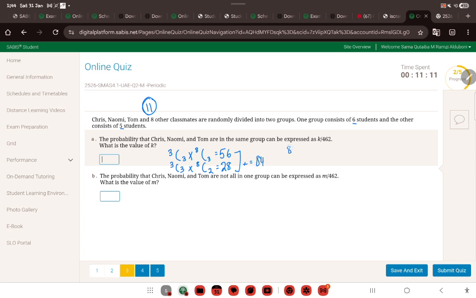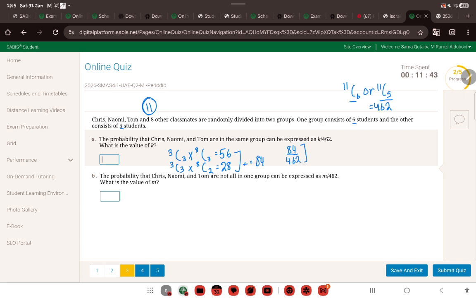Then we do 84 divided by the total number of arrangements. The total number of arrangements, it's either 11 combination 6 or 11 combination 5. Either way you get the same answer. So you do 11 combination 6, you get 462. We should have calculated this in the beginning, but it doesn't matter. So we do 84 divided by 462 to get the probability.